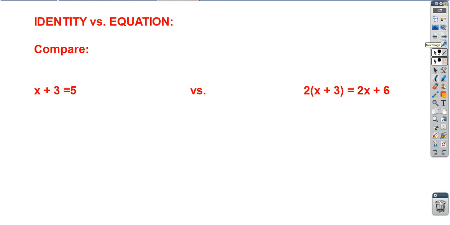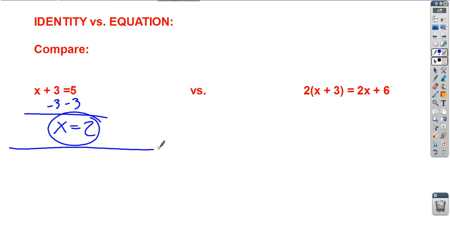So first question, what is an identity? And the best way to understand it is to compare it with an equation. So on the left side, we have an equation. If we were to solve that for x, we would subtract 3 from both sides, and we would get x equals 2. Okay? It doesn't have to be only one answer, so we could have, for example, x squared is equal to 25, and we would solve that by square rooting both sides. We would get x equals plus or minus 5.